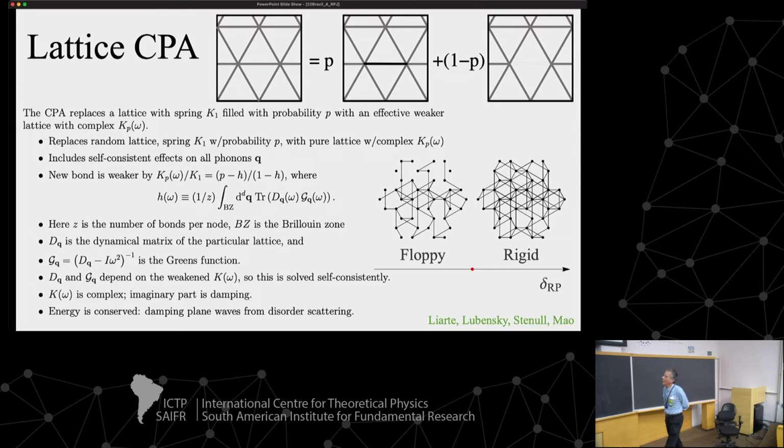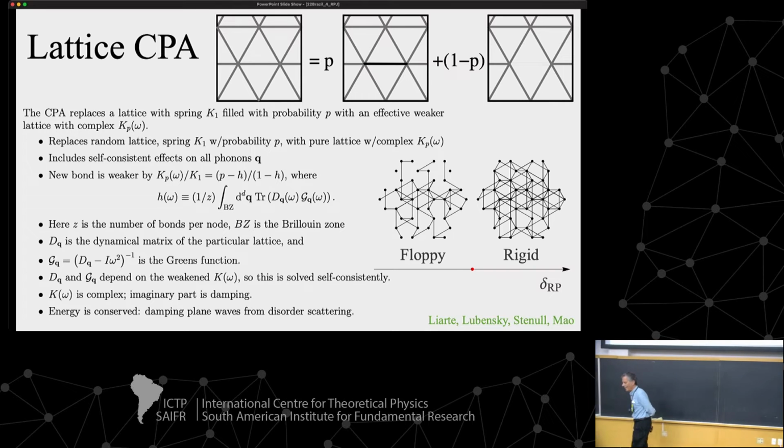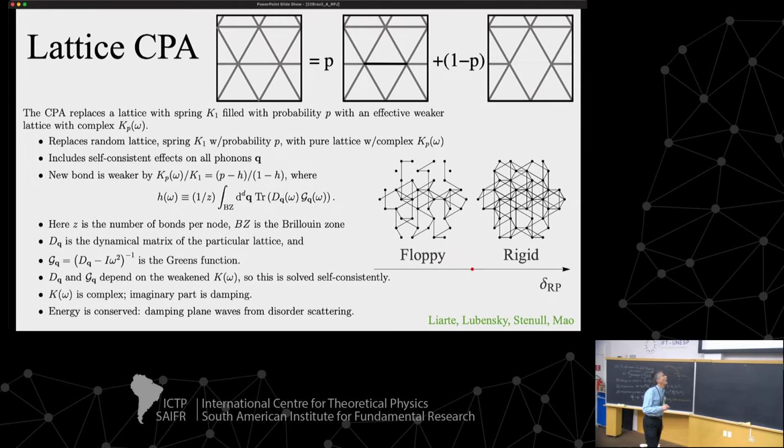Now, you can sort of see how to do this elastically, but we also want the frequency dependence. And so this calculation is going to involve thinking about all the different phonons and how they scatter off of this strong bond and this weak bond, and reassembling it into a self-consistent relation.